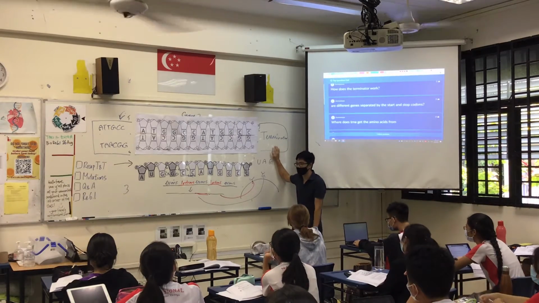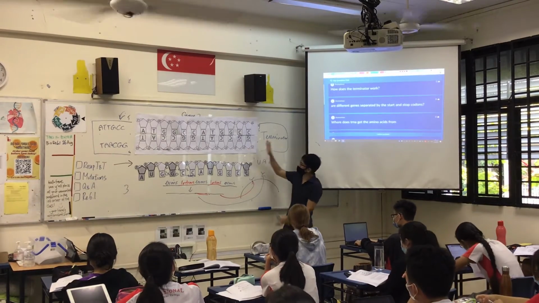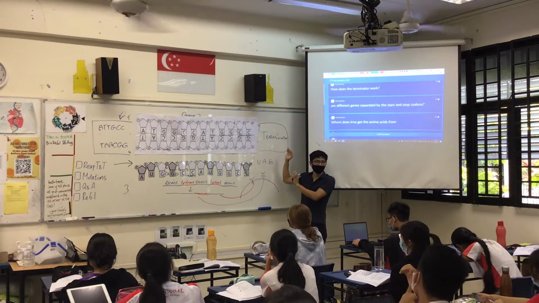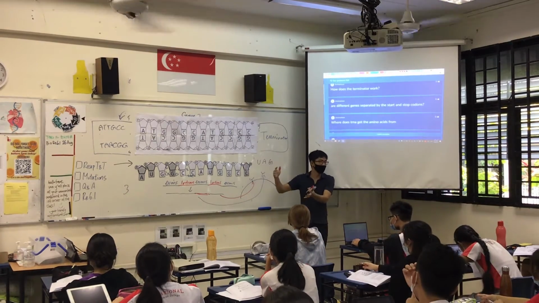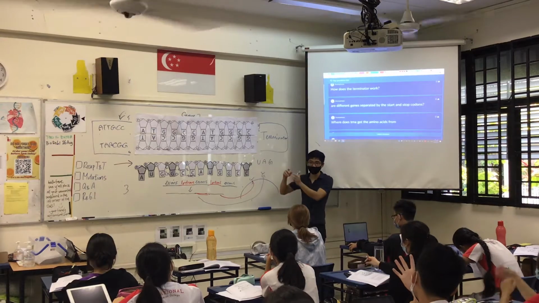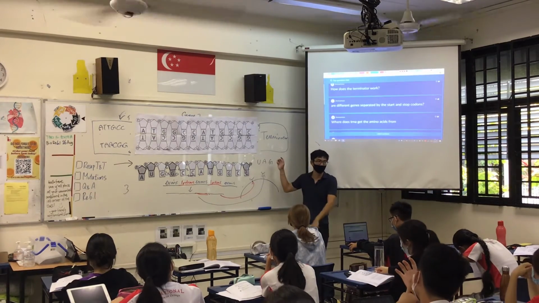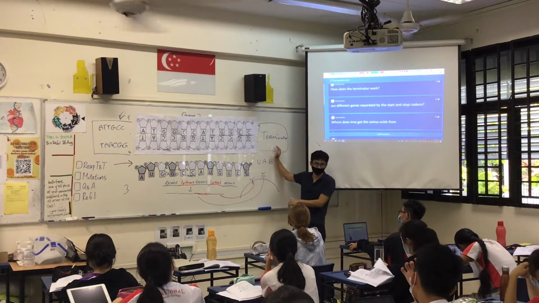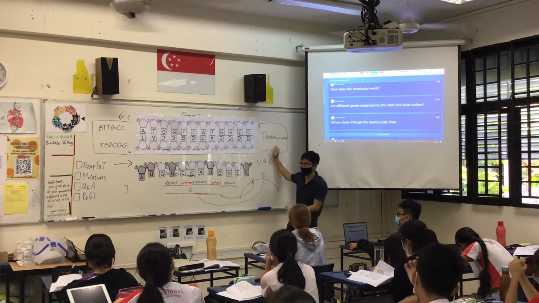How does the terminator work? When RNA polymerase reaches the terminator, a whole slew of things will happen. A lot of proteins will start coming in to help it detach away from the terminator. So that's what's happening at the end. That's just a surface level understanding.